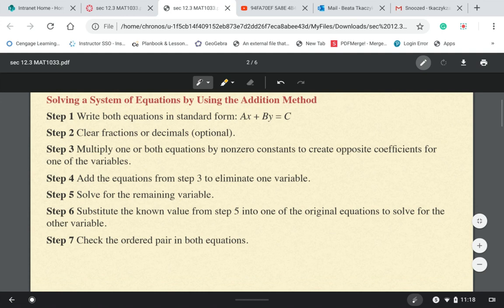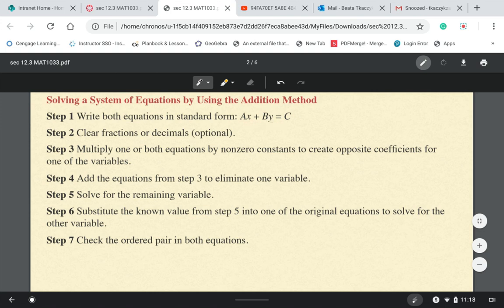Okay, so for step 1, what we need to do is write both equations in standard form, which means we keep x and y together on the left side and the number which is by itself on the right side. So we're going to rewrite our two equations in standard form.